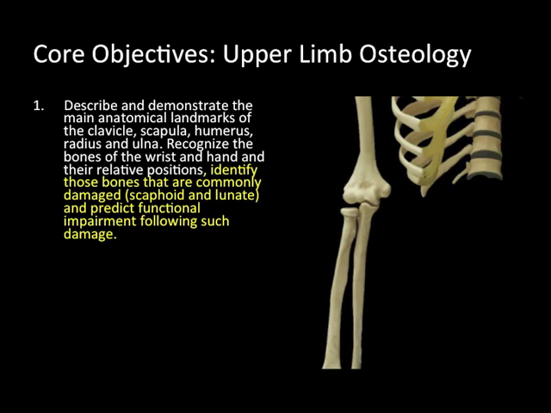This now concludes the first section of the upper limb module, in which the bones of the upper limb and some common fractures of these bones are described.